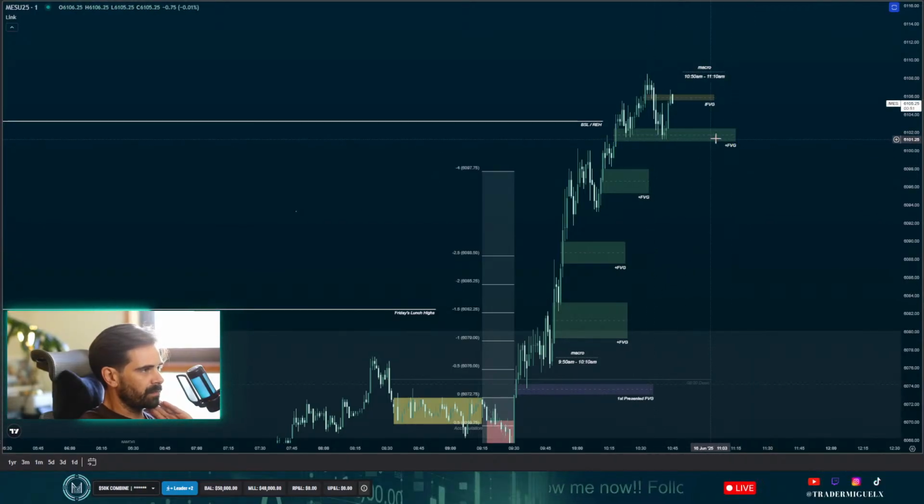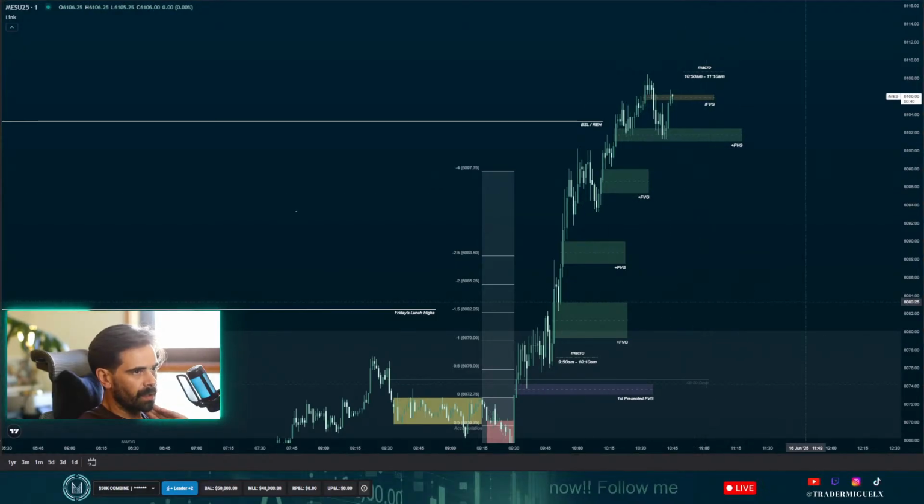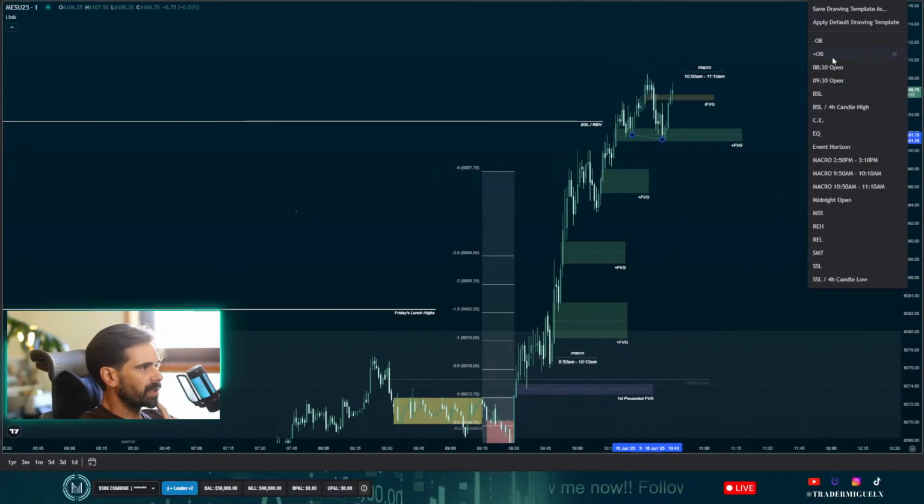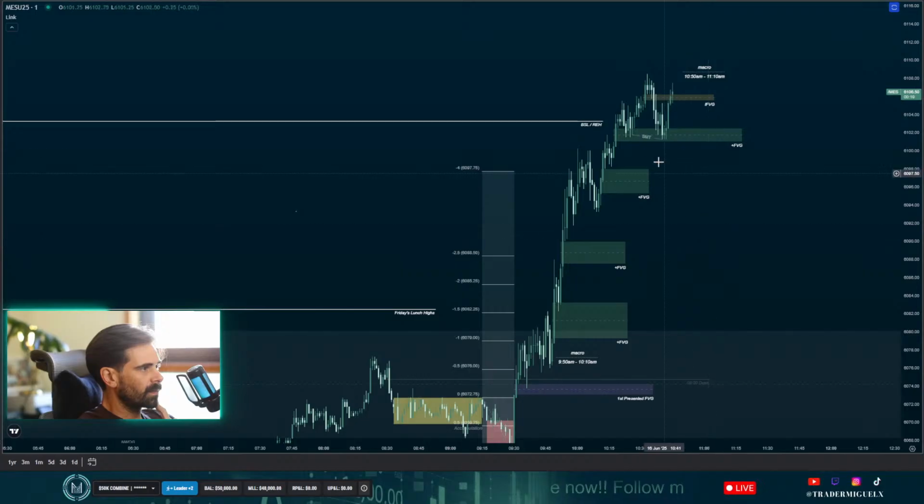Price really came here. This fair value gap is still holding. Looking at NQ, we have some type of a... let me just check here. Yeah, it forms some type of an SMT here on the 1 minute as well with NQ. That's why we are moving to the upside.